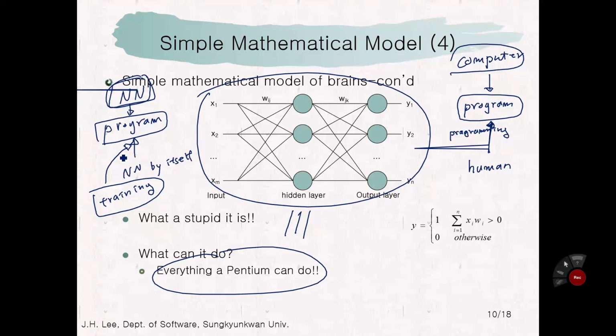But there are no memories, there are no CPUs, there are no programming languages, right? Then where is a program? What is a program? Where does a program exist in a neural network? Maybe you have some questions like these, right?